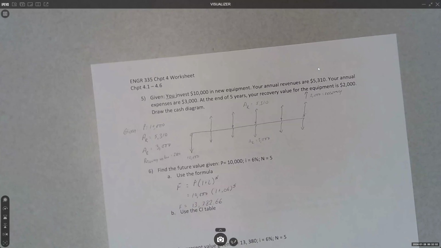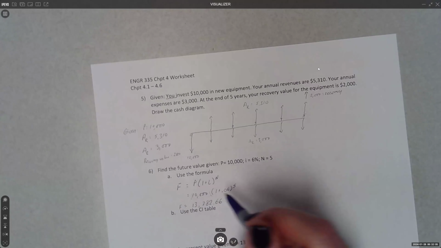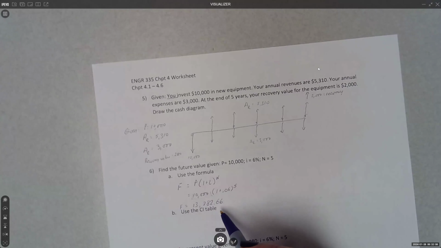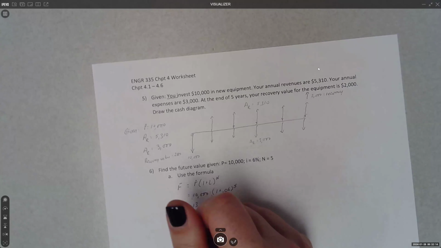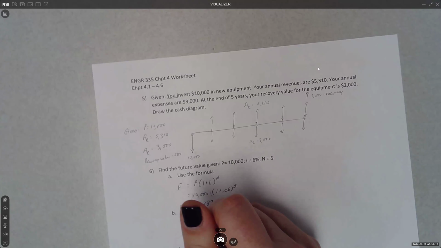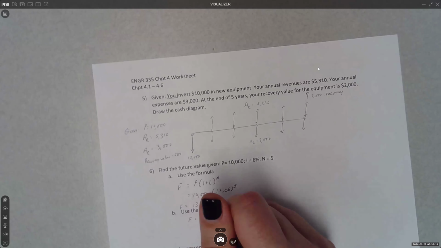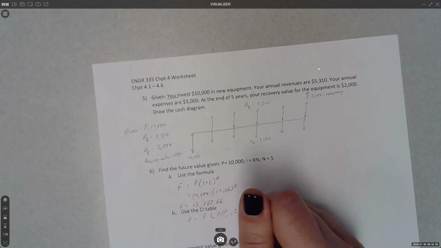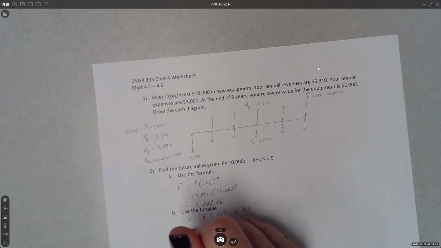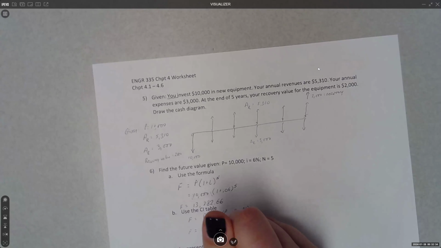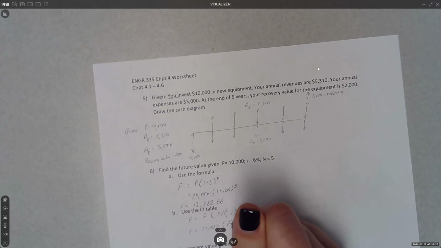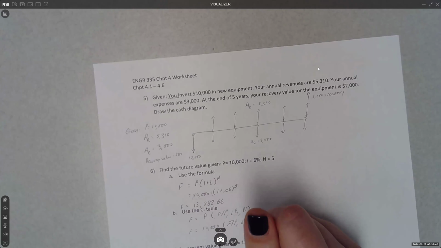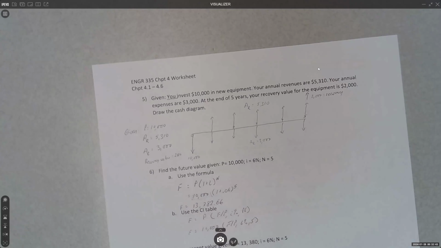So our principal is that present value, that $10,000. So we're paying $3,382.66 in interest at 6%. Now, to use the compound interest formula table, I would say that I'm going to find F given P, and I'm using the compound interest F given P at I% over N periods. So the F is going to be equal to $10,000 times my F given P factor at 6% over 5 years, or periods in this case.